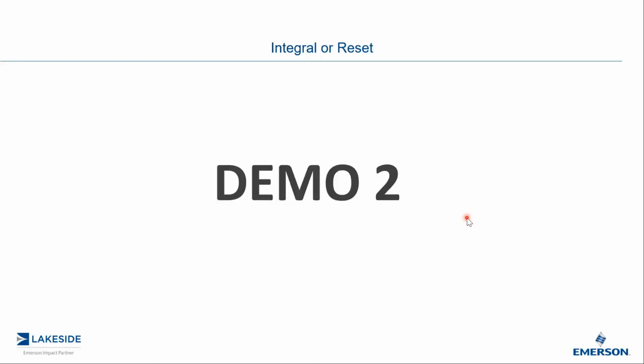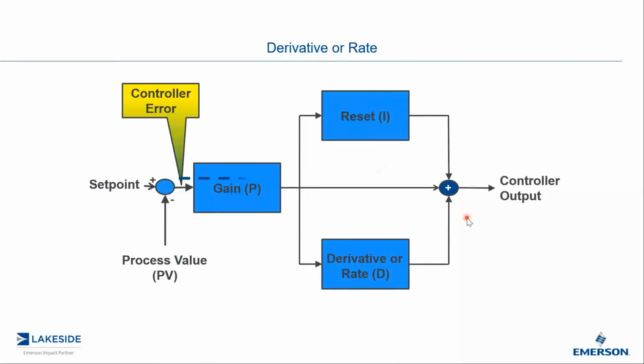Now I'm sure you're all excited about the next one, derivative. I always ask people, what does D stand for? And they always say, oh, it stands for derivative. And I say, no, it doesn't. It stands for don't. It stands for doom. It stands for disaster.